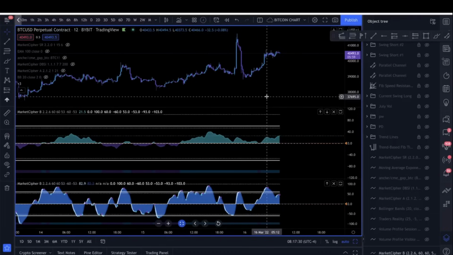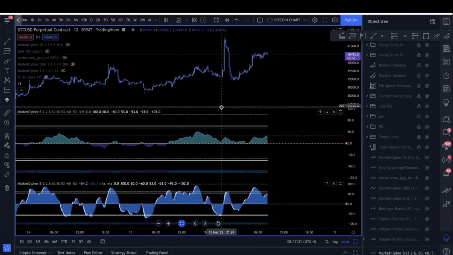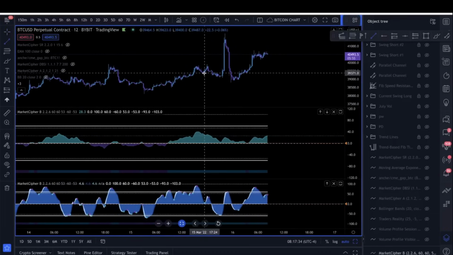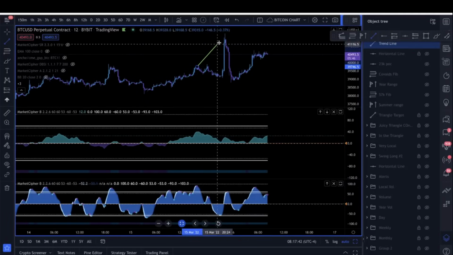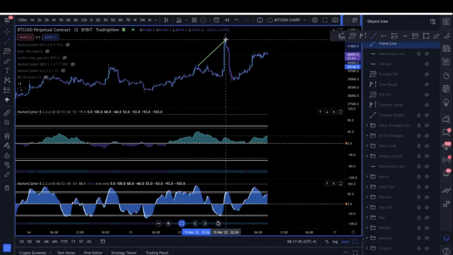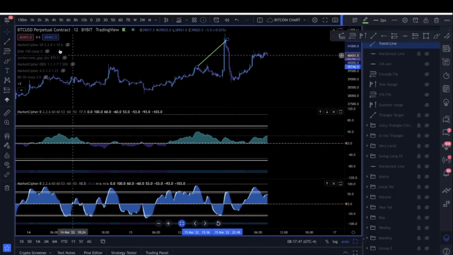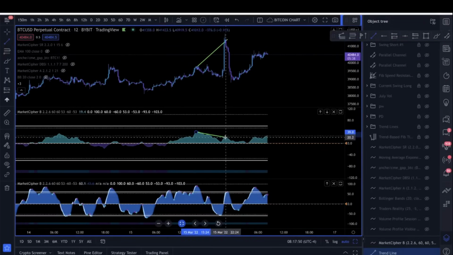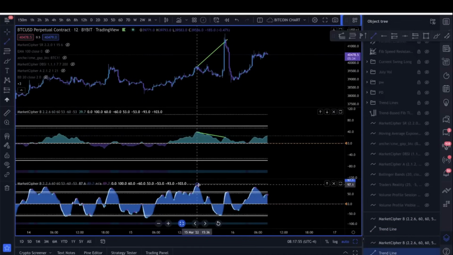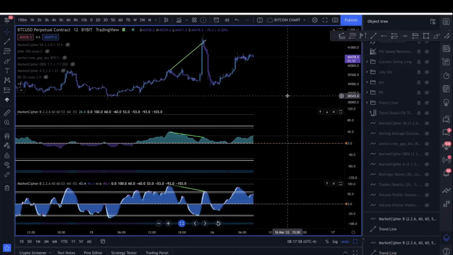So to sum everything up, what we want to see is the price getting higher. So we want to take one of these dots, the red dot, and draw a trend line to see that price indeed has gotten higher from that point. And then we want to take a trend line and see that the money flow has gotten lower. And we also want to take a trend line and see that the momentum waves on the oscillator have also gotten lower on Market Cipher B.